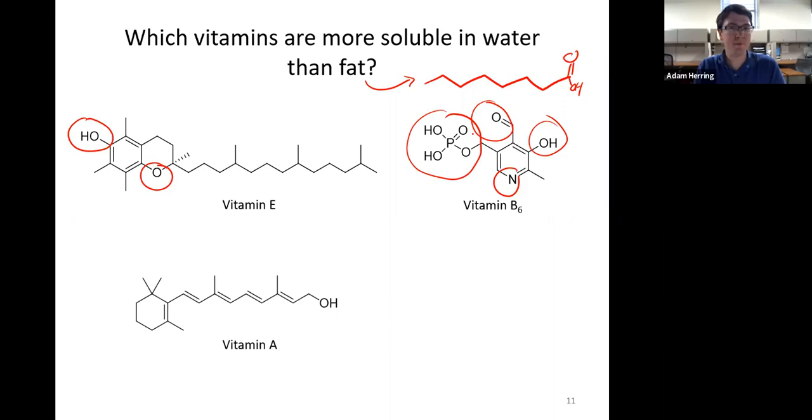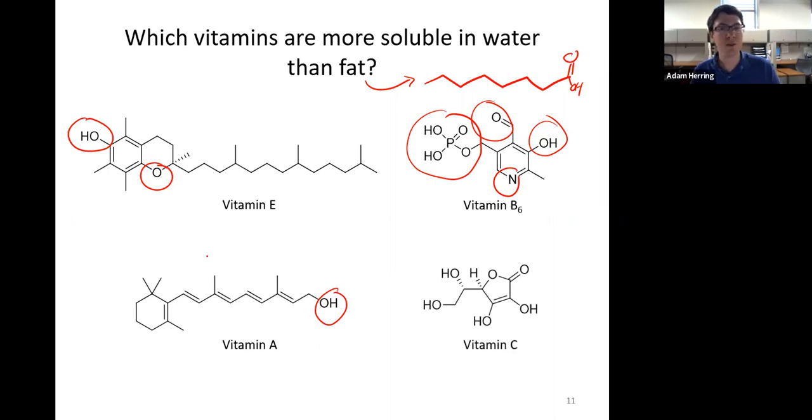Vitamin A. Vitamin A, we see, has one region that's polar, but the vast majority of the molecule is nonpolar. So we would expect it to not dissolve well in water. Finally, vitamin C. Vitamin C has lots of polar groups and lots of areas that can interact through hydrogen bonding. Therefore, it will dissolve well in water and not very well in fats.